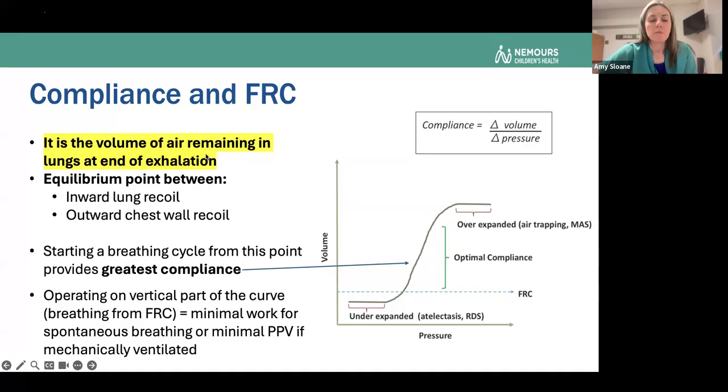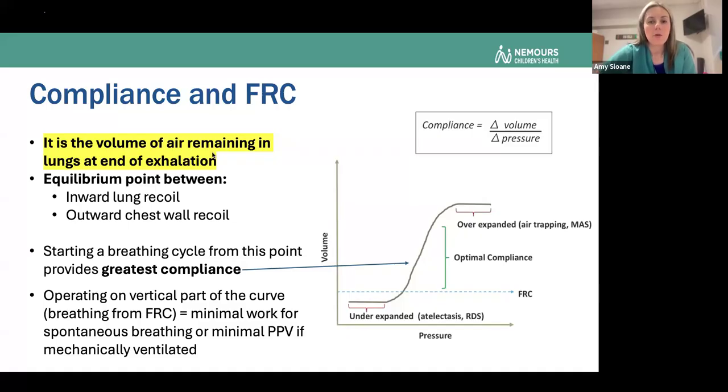So to kind of sum it up, FRC is the most energy efficient volume for breathing. The work required to inflate the lungs from this point is at its minimum. In surfactant deficiency or RDS, a low compliance leads to a reduced FRC because your alveoli are closed. And then after surfactant, improved compliance shifts the curve to the left, restoring FRC at lower pressures.